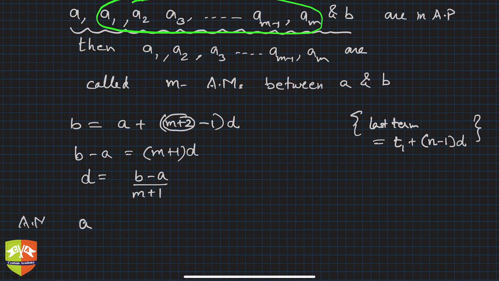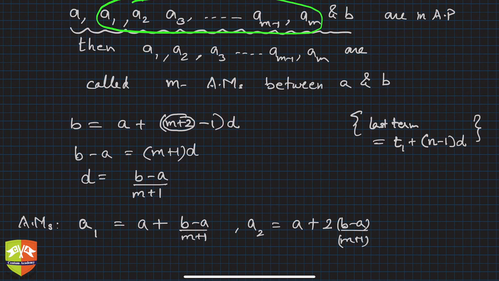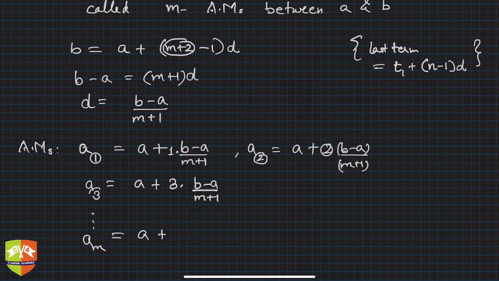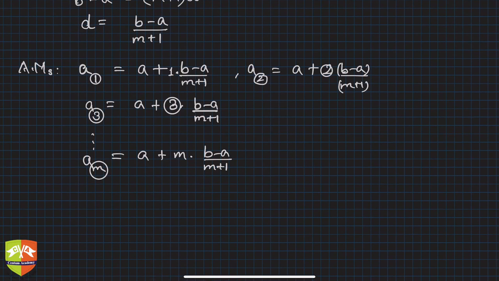In this case, M AMs are there. So the first of them is A plus the common difference, that is (B minus A) by (M plus 1). Correct? This is the A1. Then A2 will be A plus twice the common difference, which is 2 times (B minus A) by (M plus 1). Be very mindful of this: if here the coefficient is 1, here it is 2. So you now know what A3 is. The third AM is A plus 3 times the common difference. Therefore, you proceed in this manner, and AM will be simply A plus, now again, if 3 was here, 3 has to be here, so if it is M here, it will be M times (B minus A) by (M plus 1), right? So you got all the AMs between A and B.